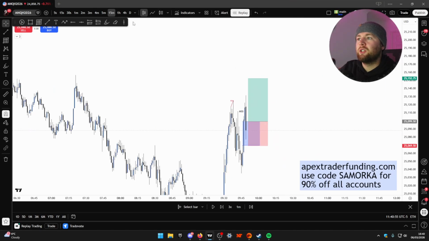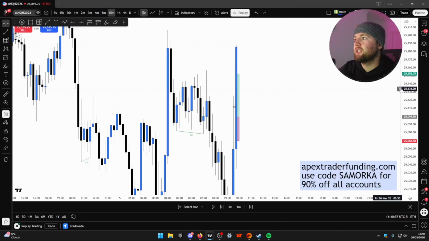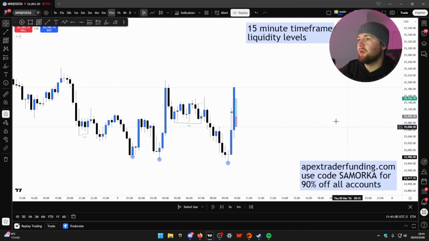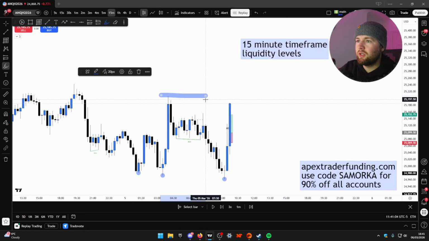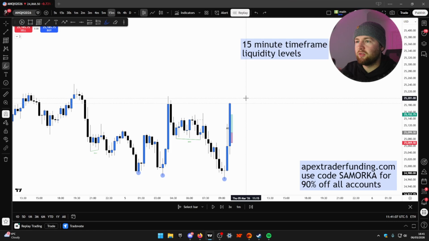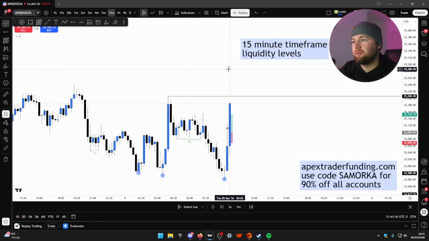All right, what we need to do is go to the 15-minute time frame and once again mark out liquidity levels. It's as simple as that. And if you don't have these liquidity levels, how do you plan to take profits? If you don't have a take profit, what are you going to do with your life? Okay. All right. So this is the liquidity level that I can see right here. And that is beautiful stuff.